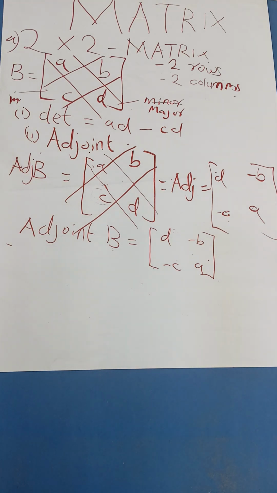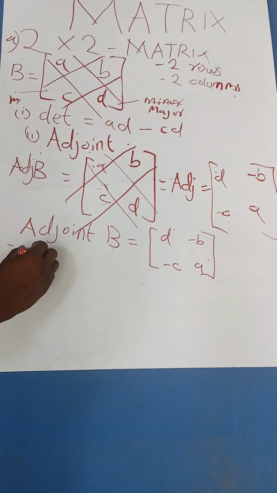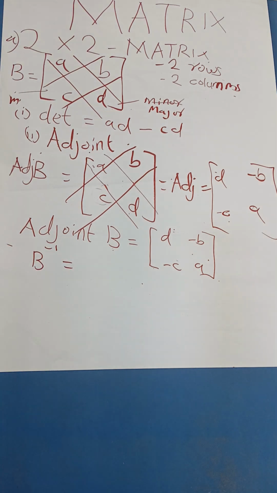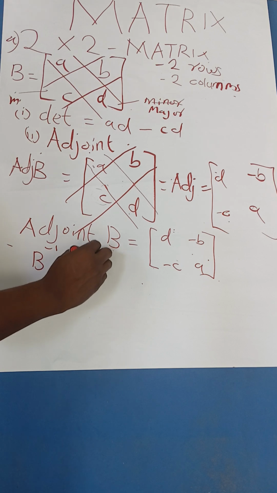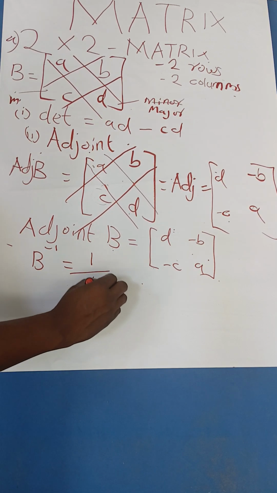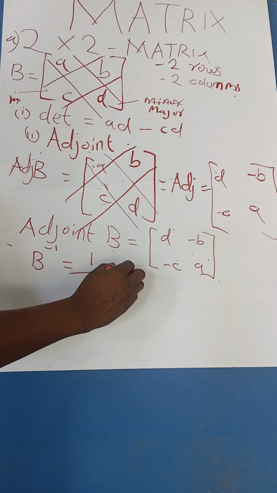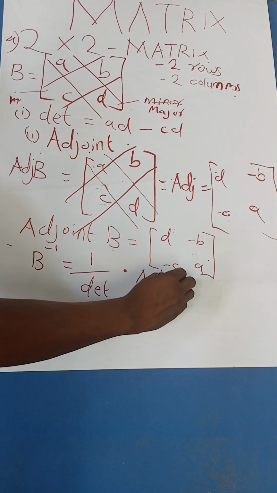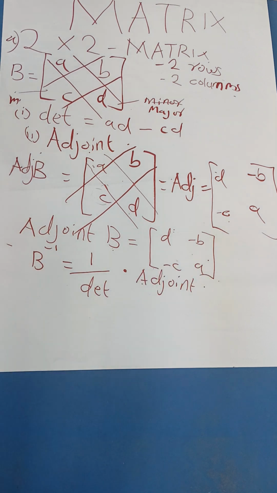Now, what about the inverse? The inverse, you can write it this way. The inverse, for this case, learners, we normally say to get an inverse of any matrix is 1 over the determinant. You multiply by the adjoint of that matrix. Good. The adjoint of that matrix.